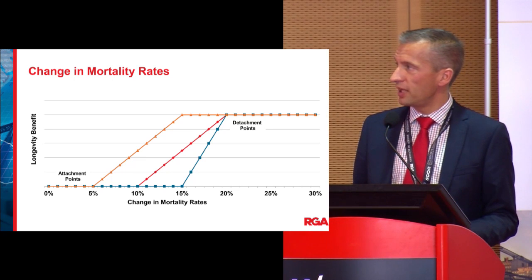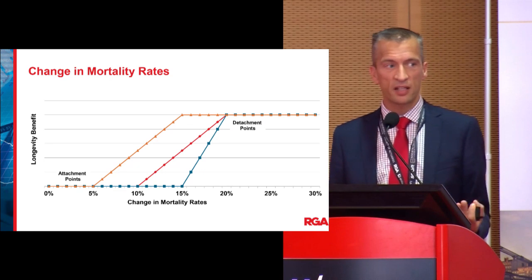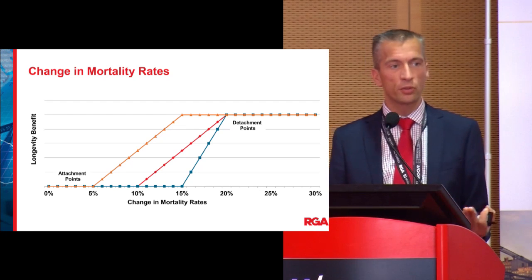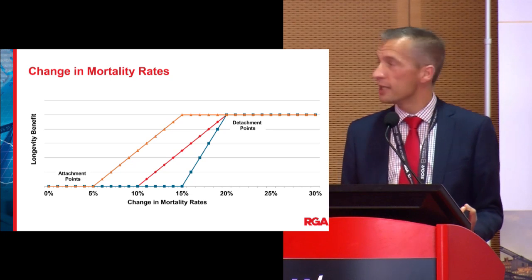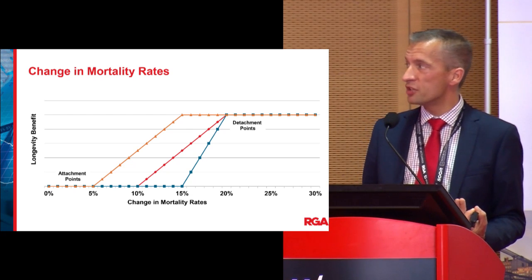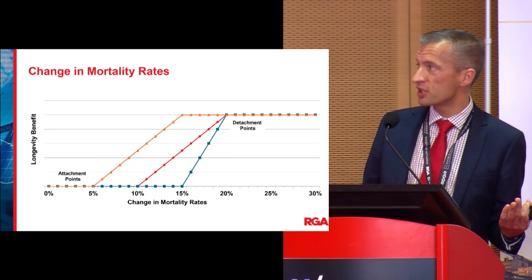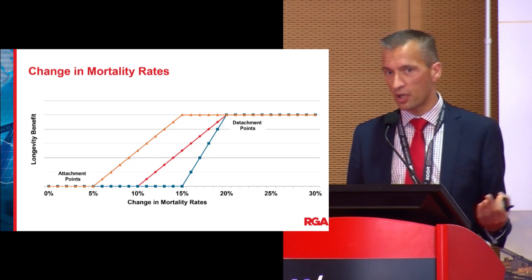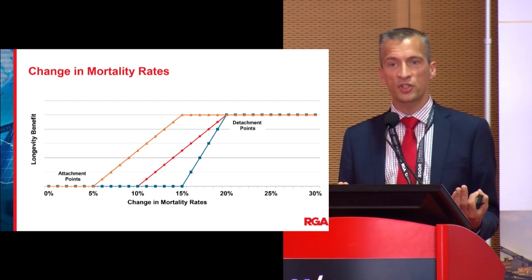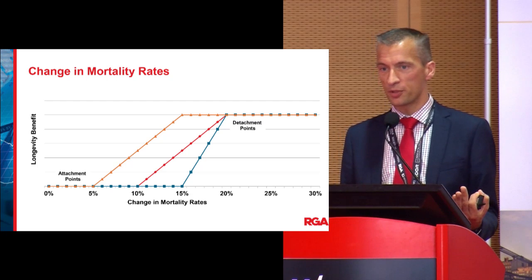What you see on the left-hand side is the best estimate. That's the client's current best estimate mortality, which typically would, of course, already include mortality improvements. Then if you move to the right, there are changes in mortality on top of what's already assumed. So a 10% change means that mortality rates are reducing by 10% beyond what's already assumed in the mortality improvements.